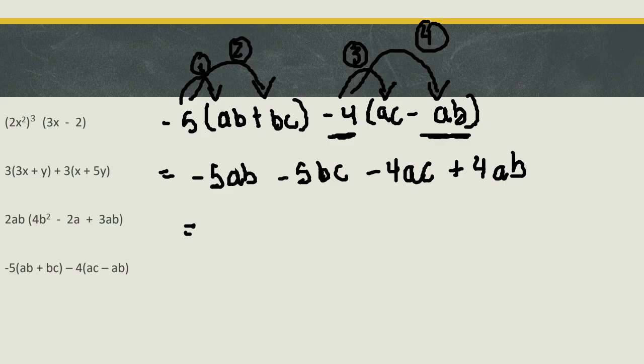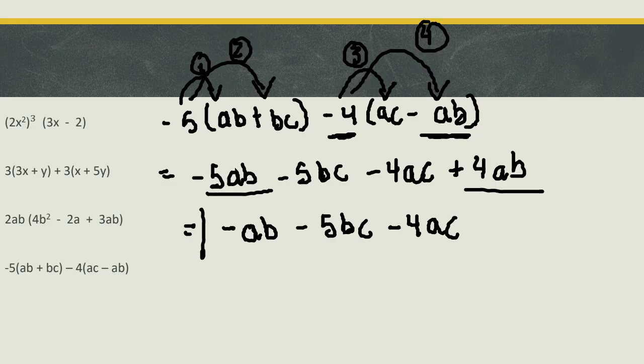So negative 5 plus 4 gives me a negative AB, or negative 1 AB. You could put a 1 there. Minus 5 BC minus 4 AC. Because those other two, unfortunately, cannot be simplified any further. So that would just be your final answer. And again, you could have had a 1 here. Oops, you know what I mean.